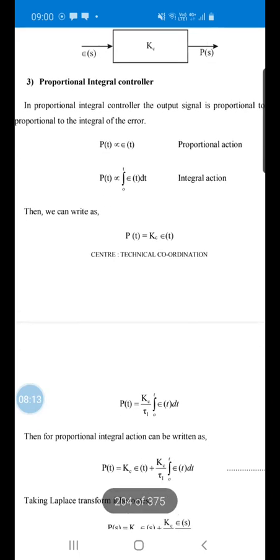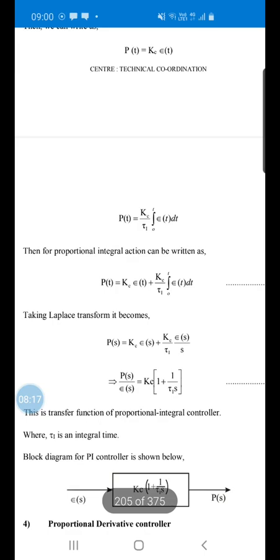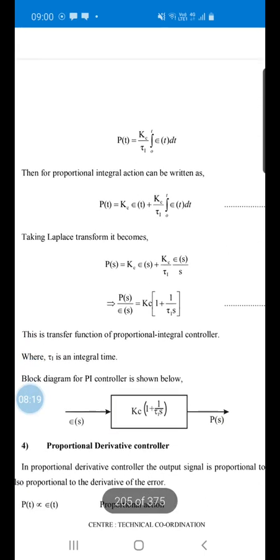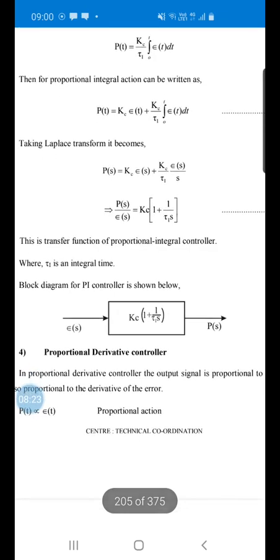So you can combine together and you can find out its Laplace transform. So this is the way you can find out the Laplace transform for the proportional integral controller. It will be P of s by epsilon of s is equal to Kc into 1 plus 1 by tau I s, where this tau I is called the integral time.